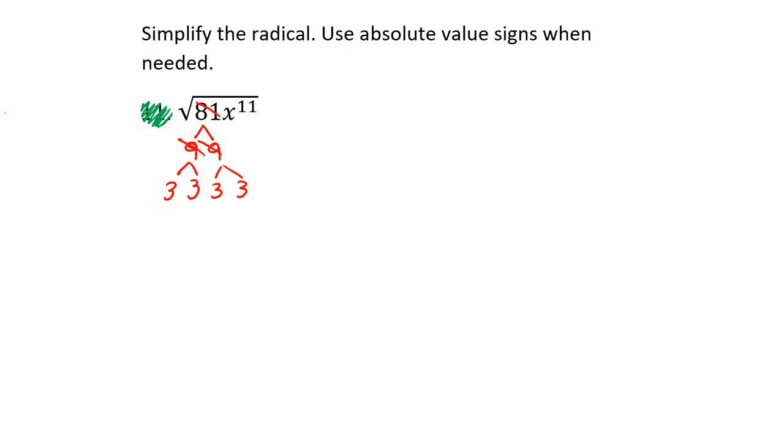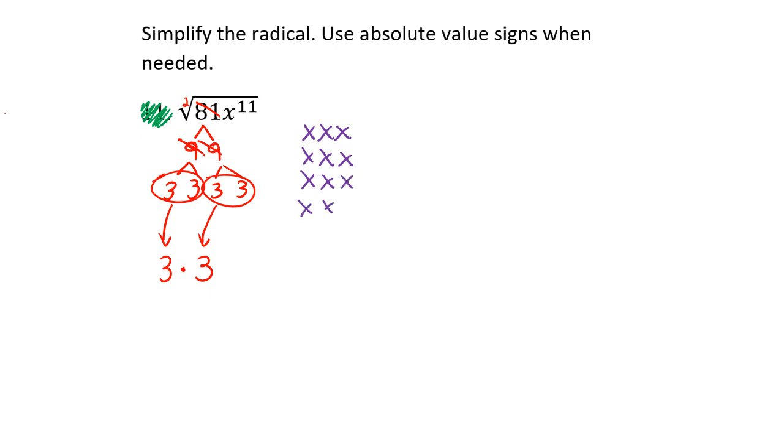The index is the invisible 2. This is a square root symbol, so there's an index of 2. So I need 2 of the same number, which I've got. I'm going to have two 3s outside the radical, one to represent each circle. I have 11 x's. 1, 2, 3, 4, 5, 6, 7, 8, 9, 10, and 11. So I'm making circles of 2's, 1, 2, 3, 4, and 5. So I'll have x to the 5th outside the radical. All the numbers got circled, but there was an x that didn't get circled, so it goes inside the radical. 3 times 3 is 9. We have 9x to the 5th, square root x.